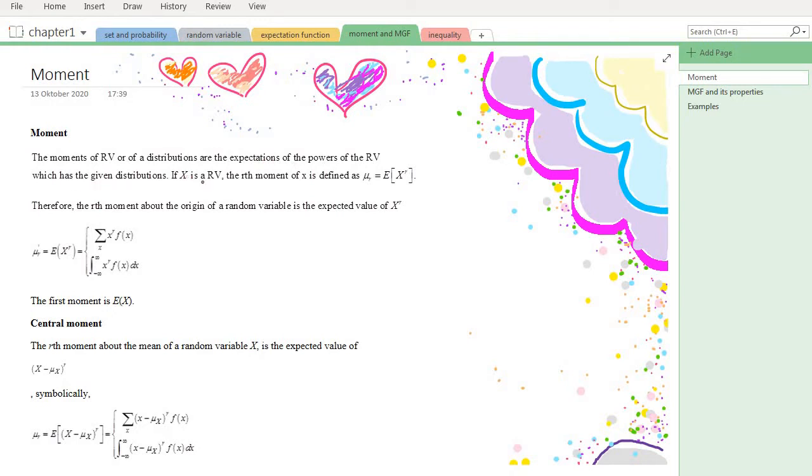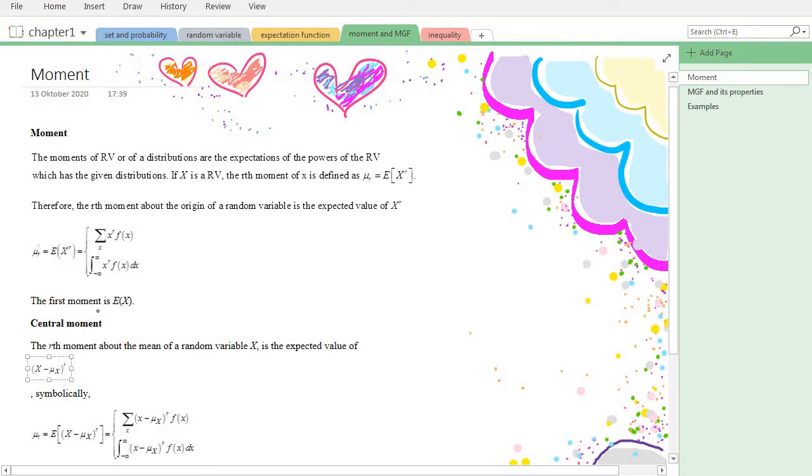If x is a random variable, the r-th moment of x is defined as indicated here, which can also be written as mu prime r, the expected value of x power r. Therefore, the r-th moment about the origin of the random variable is the expected value of x power r. So this is the standard definition for moment. The r-th moment is just the expectation of x power r.